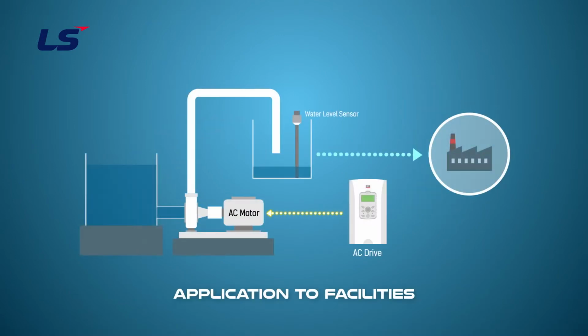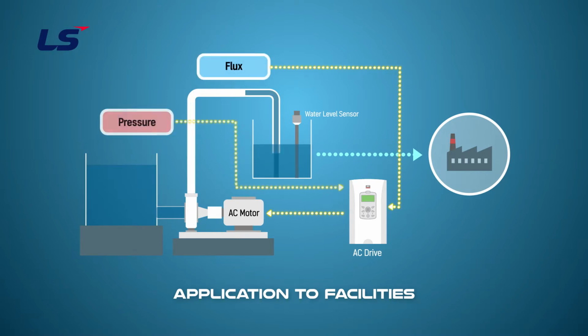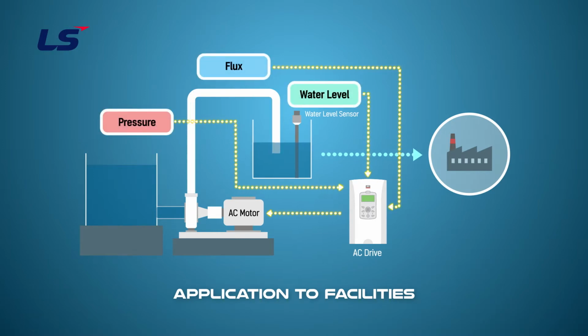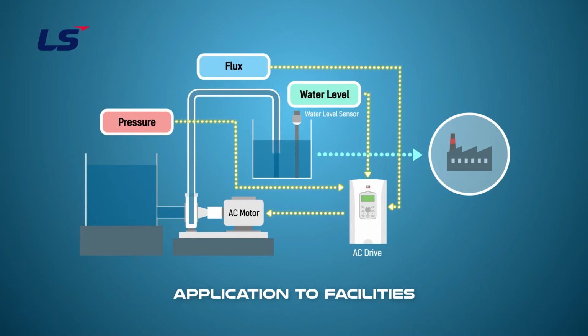For example, it can be applied to maintain a constant flow rate and pressure by setting target values such as flow rate, pressure, and water level as shown on the screen, and compensating for deviations or error by comparing them with feedback from sensors.